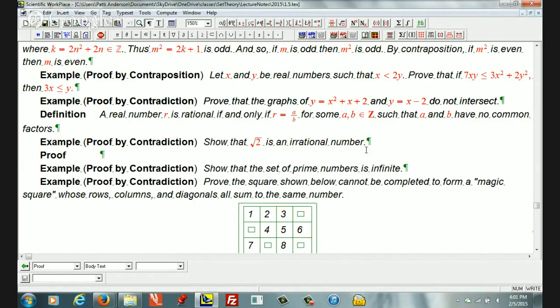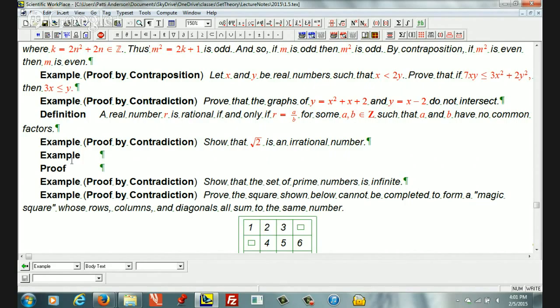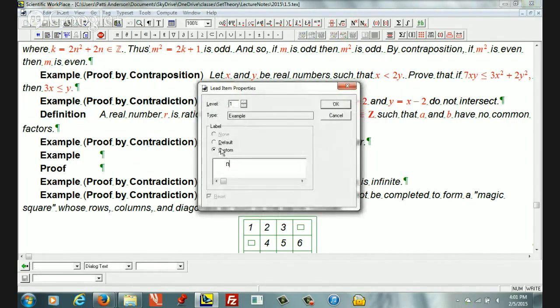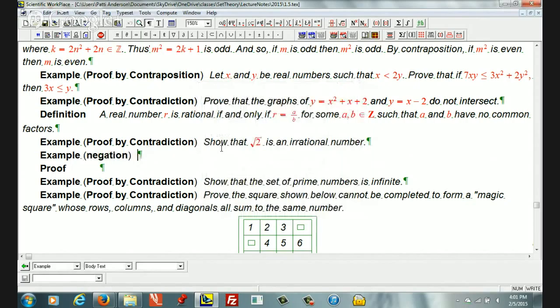We're doing proof by contradiction. So what is the negation of this whole statement? The square root of 2 is irrational. It is rational. We're going to assume the negation. A proof by contradiction is assume not P. So this is not P.